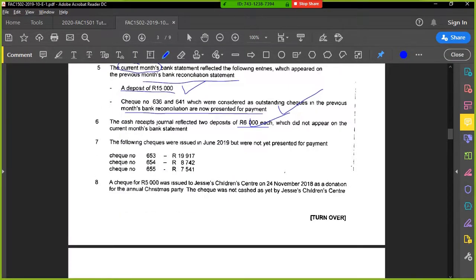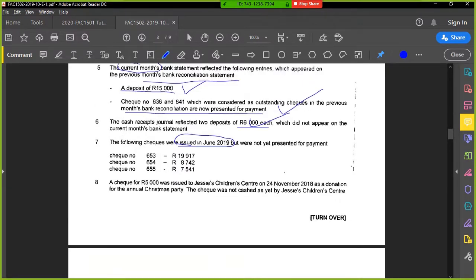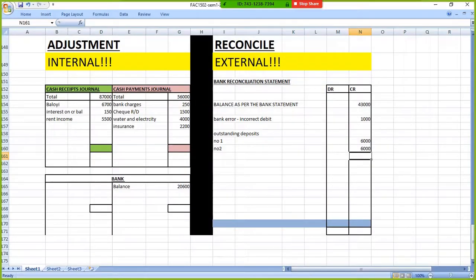Okay. The following checks were issued in June, but were not yet presented for payment. Issued in June means the current month. So what are those? Issued but not yet presented. Just to reconcile. Reconcile. Good.